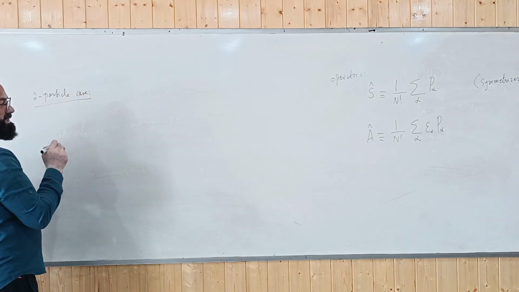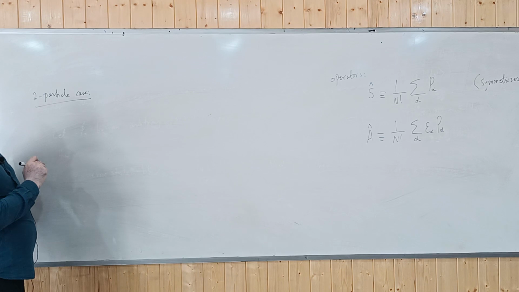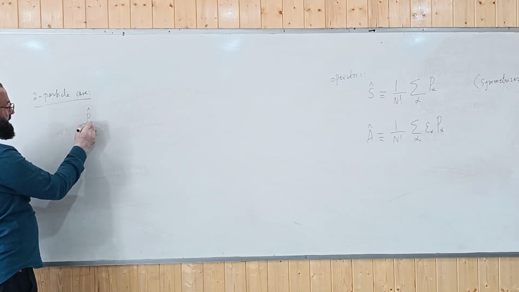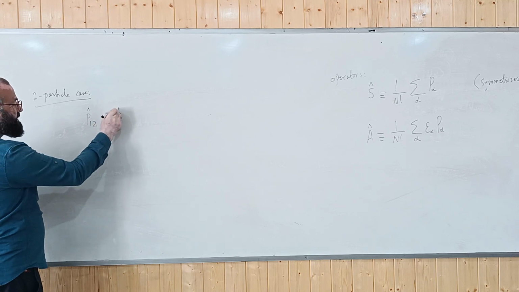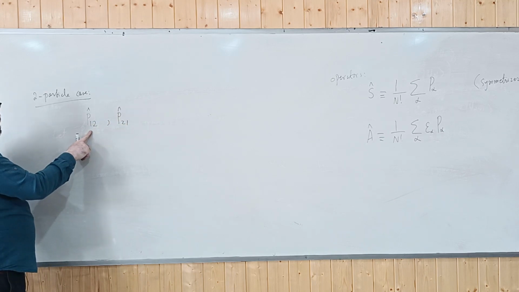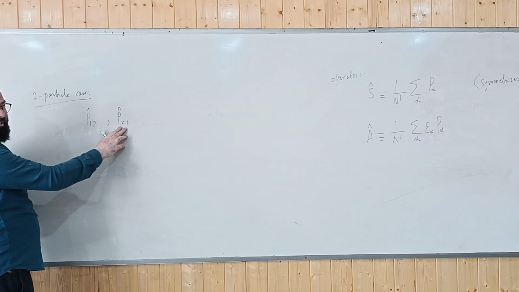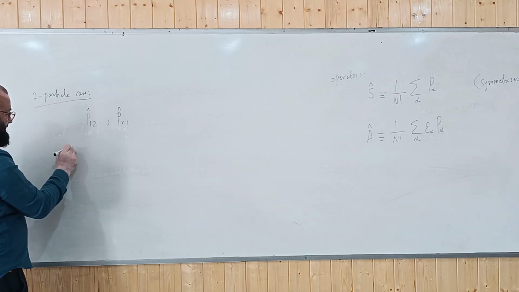Now tell me, what are the permutations? Okay, so if I am having a two-particle case, my permutations will be P12 and P21. So what does this mean? It means you do nothing. Clear? And this means you interchange, what? 2 by 1 or 1 by 2. Clear?